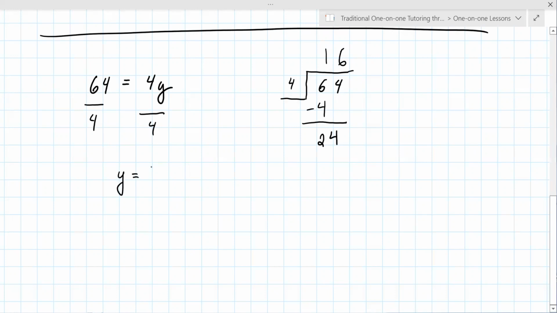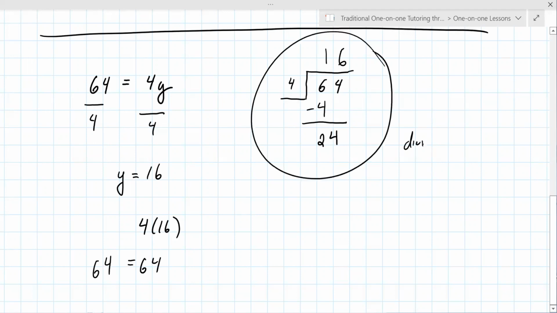How would you check this? You would do 4 times 16, which is 64. That's what you want it to equal. Now it seems like you forgot your division over here. Do we need to review that? No, I was just trying to do it in my head, so I just got it wrong. Okay, got it.